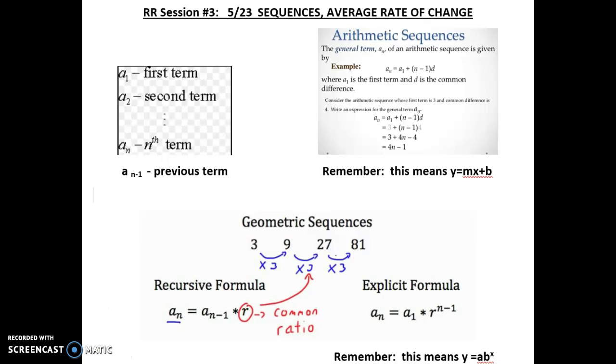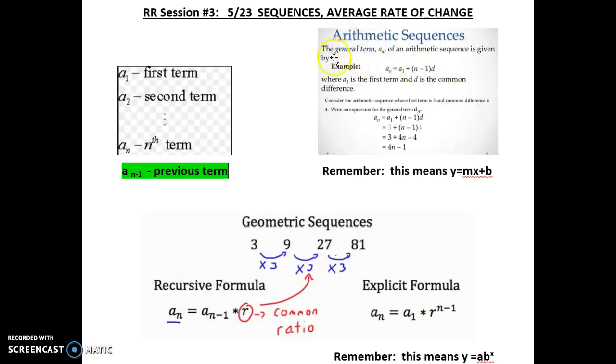The notations: a sub 1 means first term, a sub 2 means second term, a sub n is any term, whatever term we're looking for. And just remember, this one is kind of important. A sub n minus 1 is the previous term. Anytime you see n minus 1, you know it's the previous term when it's hooked to an A.